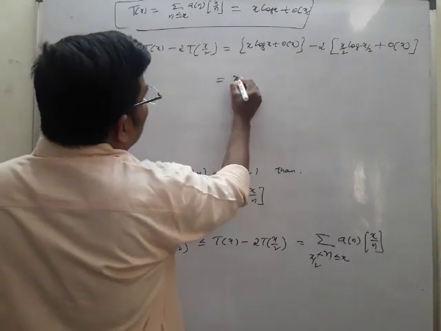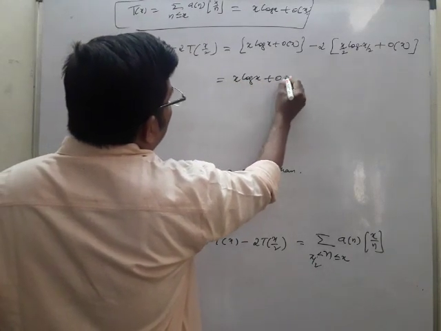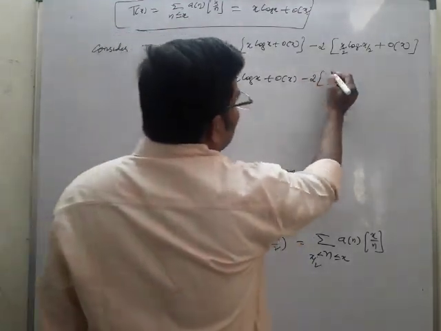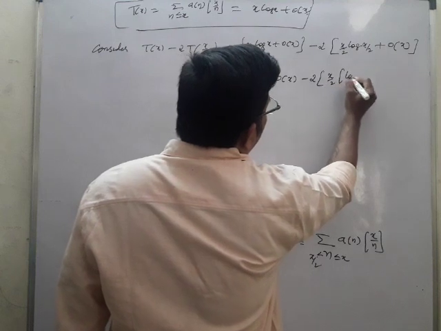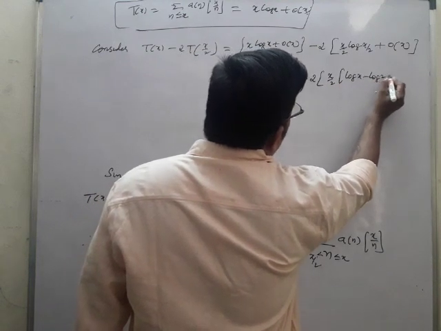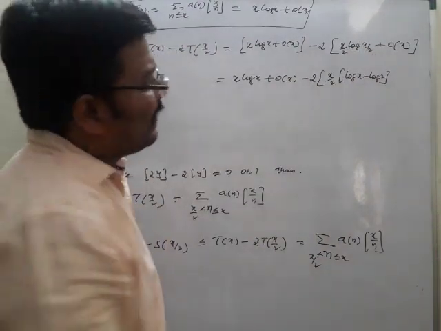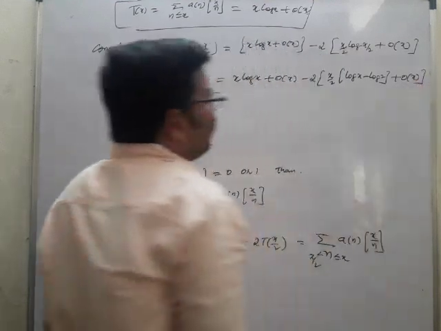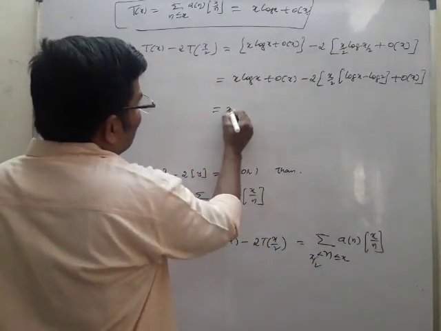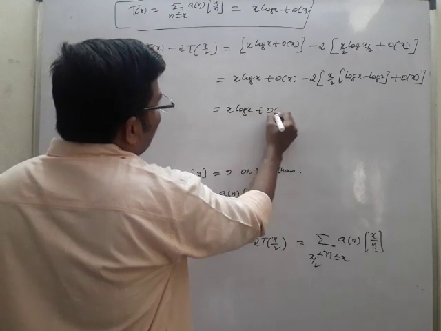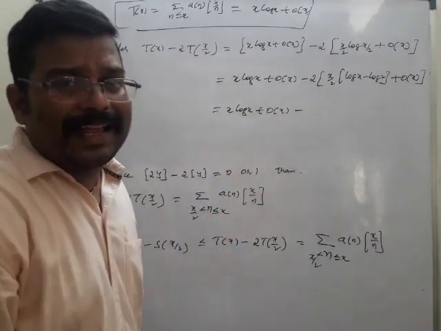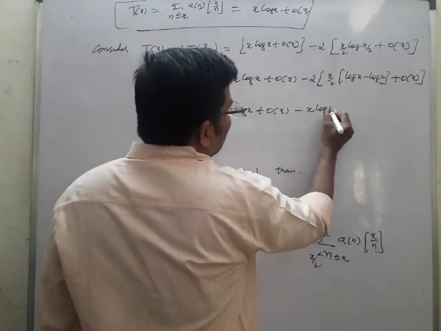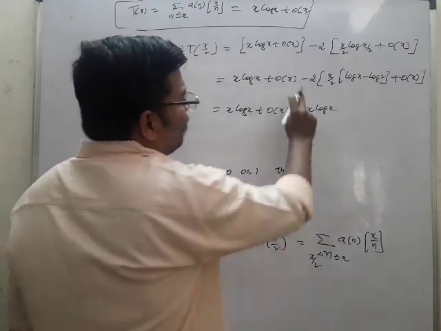So we'll try to solve. This is x log x plus big O of x, minus 2 into x/2 common. You will be getting log x minus log 2, that is log(x/2), plus big O of x. Now we'll multiply inside. That is x log x plus big O of x minus, I am just multiplying 2 inside now, 2 into x/2, that is x log x. So minus we got.